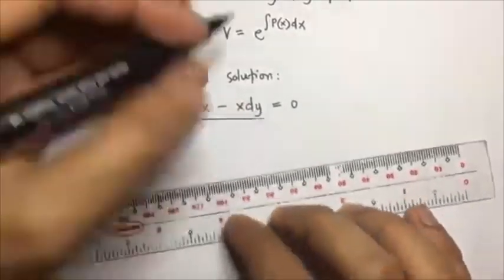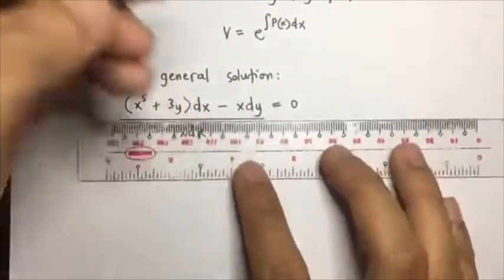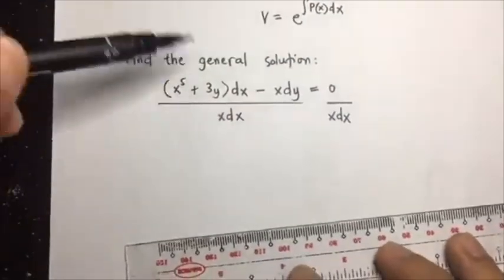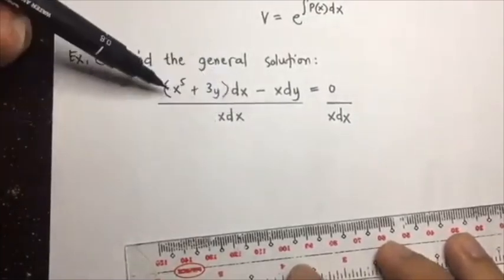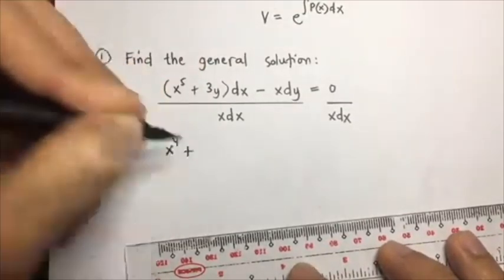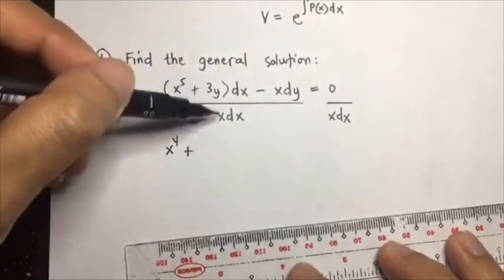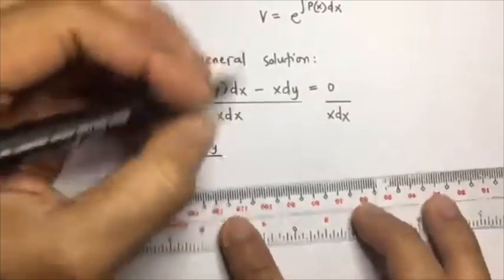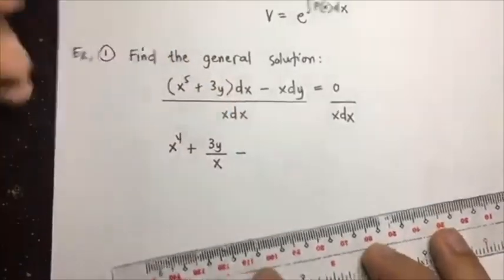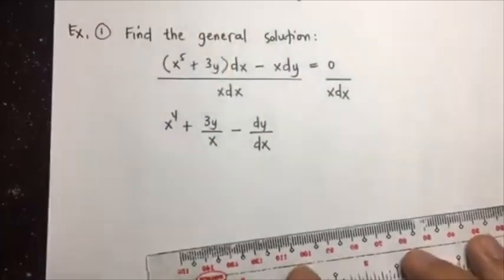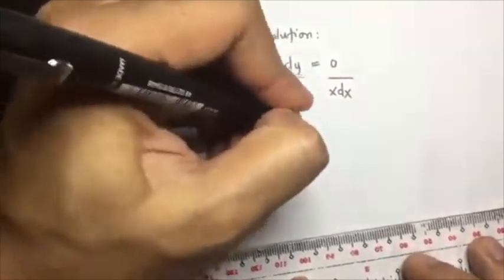So dividing both sides by x dx, and the other side divided also by x dx. We can cancel out dx here, and then x to the fifth divided by x, so we will have x to the fourth plus 3y divided by x, so 3y over x, minus x dy divided by x dx, so we'll have dy over dx, is equal to 0.